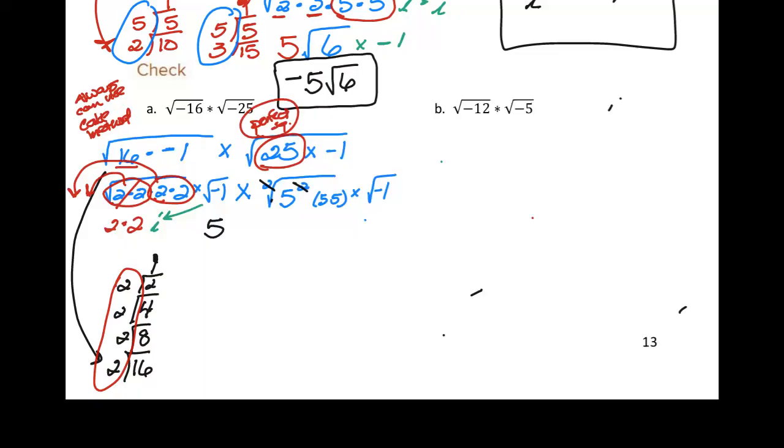Okay. And this last one, this is going to be another i. So multiplying this all together, I get 2 times 2, which is 4. 4 times 5 is 20. And I know that i times i, or that i squared, is -1. So 20 times -1 gives me a final answer of -20.